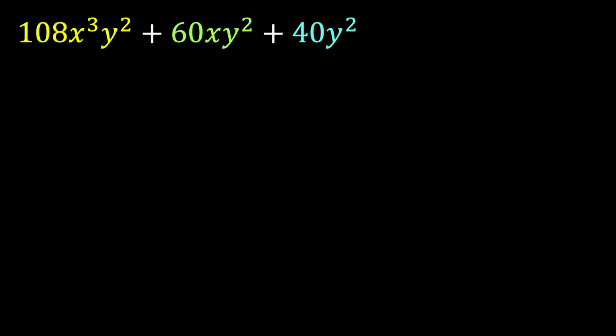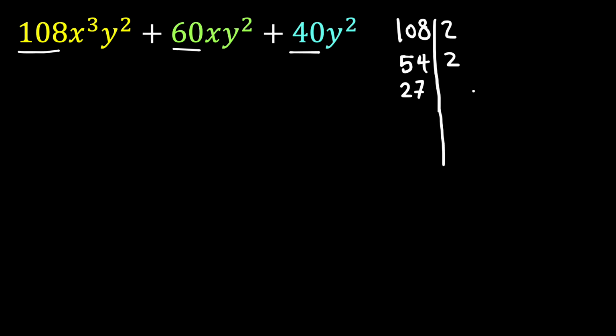Now let's factorize this polynomial. First, I need to do the prime factorization for these numbers. 108 divided by 2 equals 54, and then 54 divided by 2 equals 27. Then 27 divided by 3 equals 9, 9 divided by 3 is 3, and 3 divided by 3 is 1. So 108 is 2 times 2 times 3 times 3 times 3.